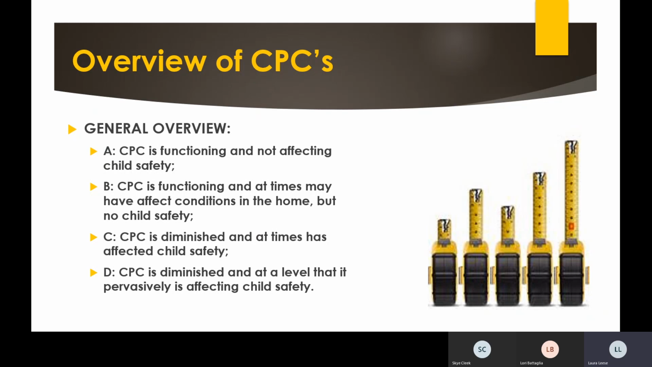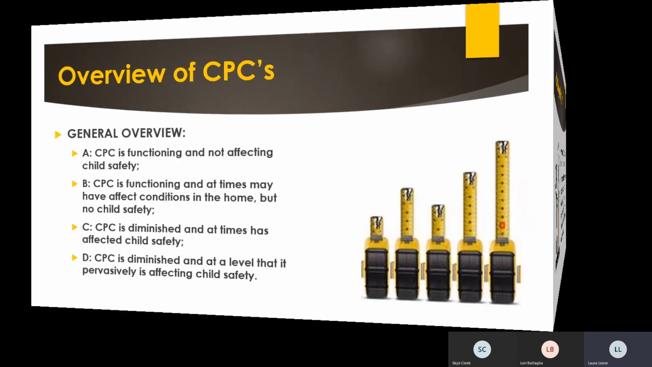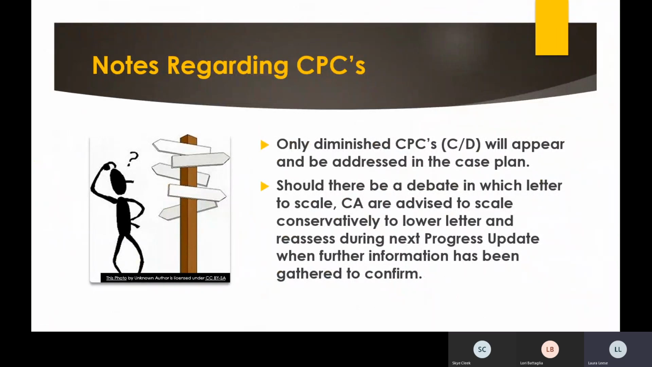Now, just to let you know, overall, only C's and D's will appear in the case plan and will be addressed in the case plan. And it makes sense, because A's and B's say that they have it. They may have slipped once or twice, you know, an accident, stressed out type of thing, but it's still assessed as an A or B. C's and D's are what we need to ensure that we address in the case plan so that we can provide them with services.